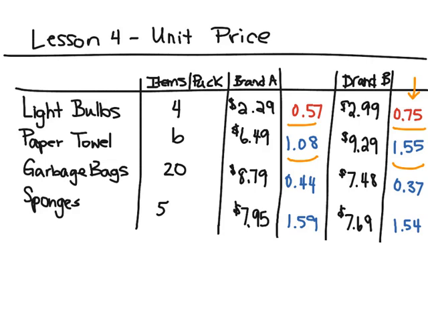Garbage bags, you have $8.79 and $7.48. I would probably buy the more expensive garbage bags because I really wouldn't want my garbage bag to rip as I was taking it out to the trash. So I would definitely spend that extra couple cents for that. And sponges, $1.59, $1.54. There's not a big difference. I would just pick the cheaper one here.